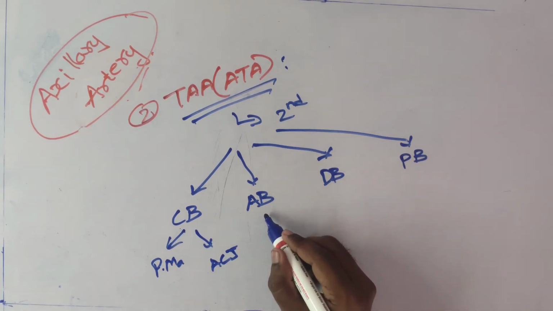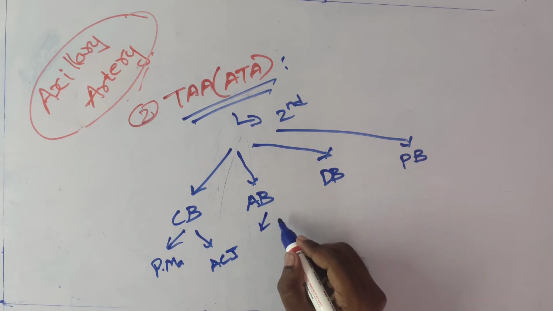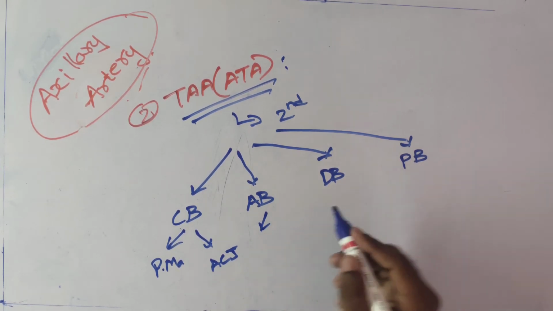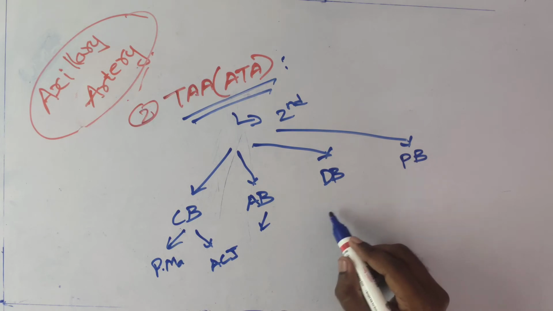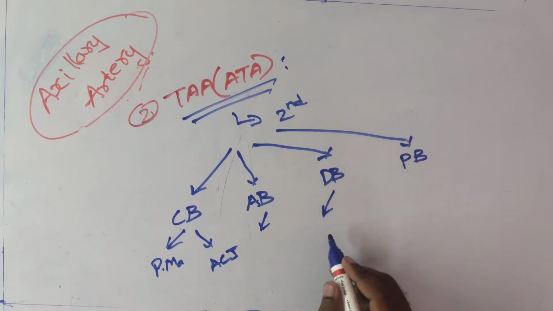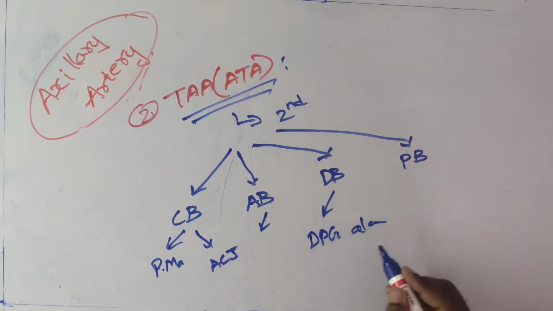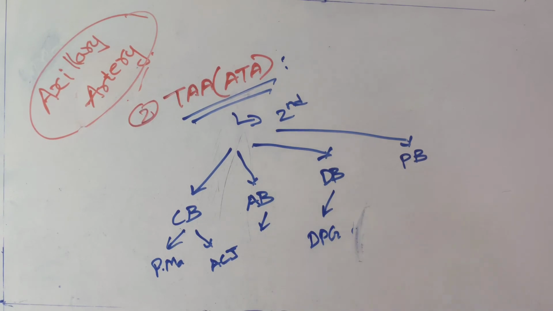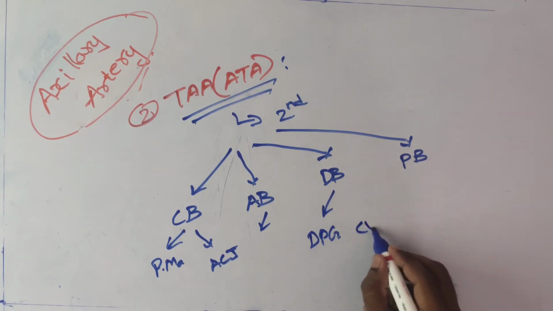Next, coming to the acromion branch, it comes from the coracoid process and ends by anastomosis over the acromion process. Next, coming to the deltoid branch, it runs in the deltopectoral groove along with the cephalic vein.